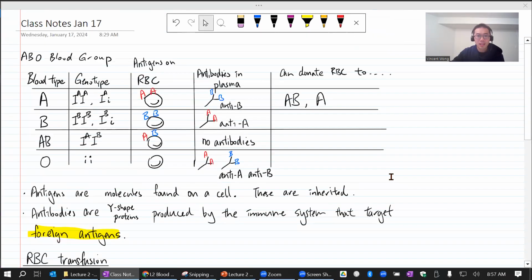Okay, so let's continue here. Who can B give to? Who can B give to? So A, B, and B. If you don't understand why this is the case, then please ask. It's only going to get more confusing. That's what I say about everything, but this is actually true. It's going to get more confusing, so make sure you understand. Who can AB give to?